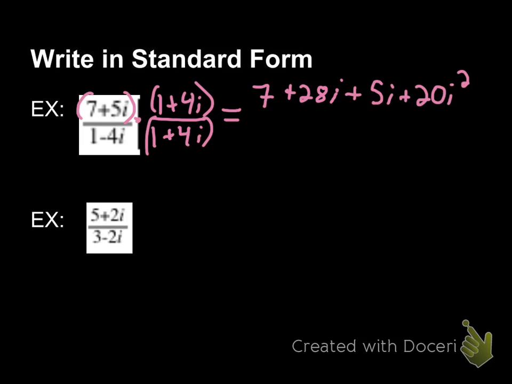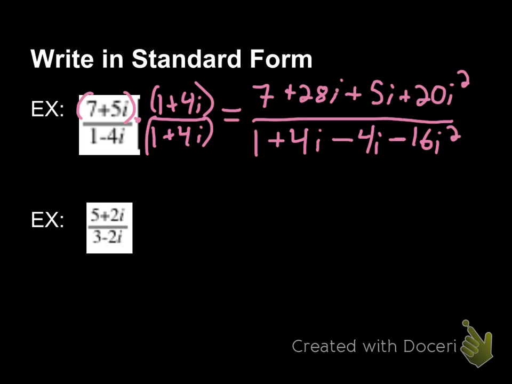Cool. Now let's do the bottom. First, on the bottom, 1 times 1? 1. What is 1 times 4i? That's the outside. Just 4i. What's 1 times negative 4i? Negative 4i. And then what is 4i times 4i? 16i squared. Bingo. Good.